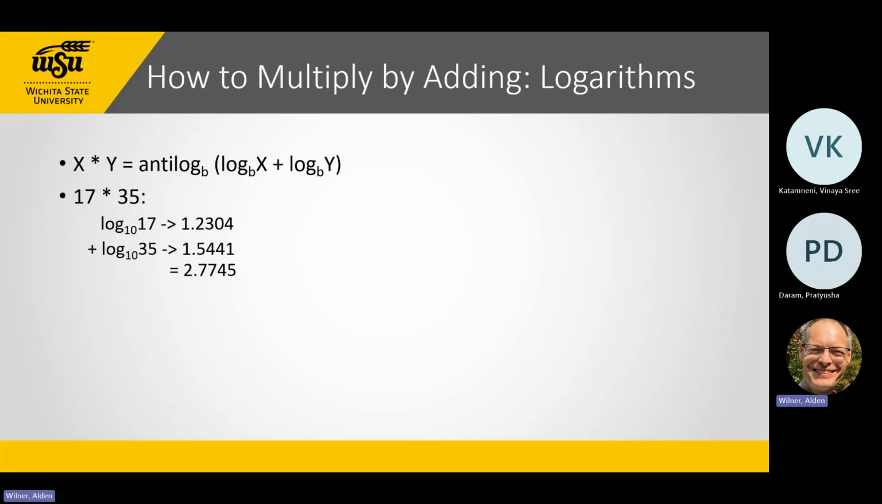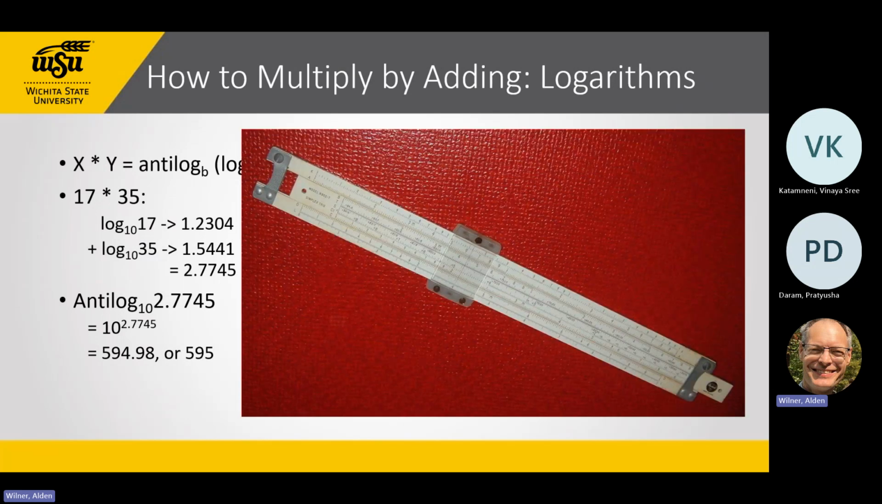Of course, we said in our very first lecture, 17 times 35 we can calculate by adding. We take log to the base 10 of 17, we get 1.2304. Log to the base 10 of 35, 1.5441. We add those numbers, we get 2.7745. We take the anti-log of that, or 10 raised to the power of 2.7745. We get 594.98, or approximately 595. This is how a slide rule worked. Anybody in here ever seen a slide rule?